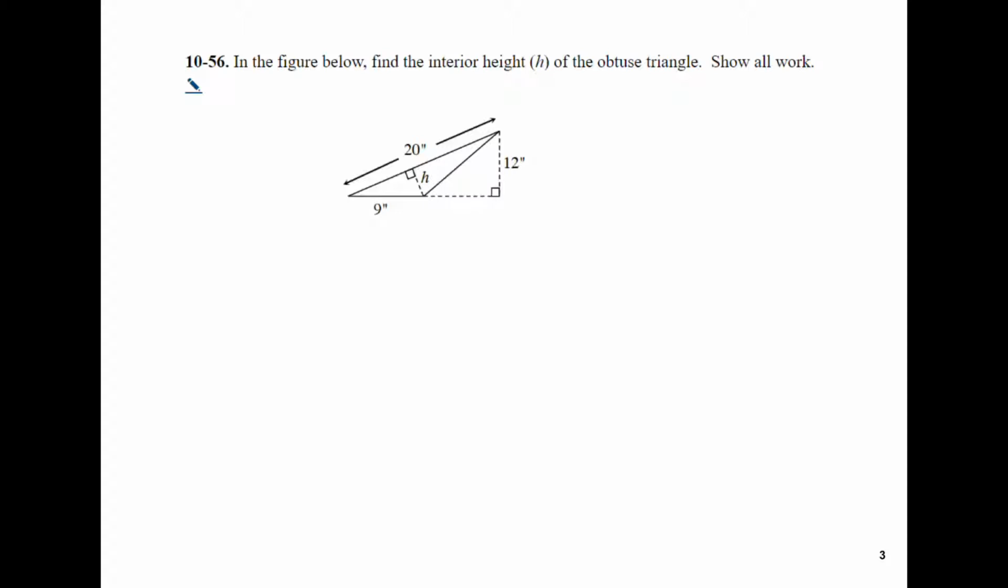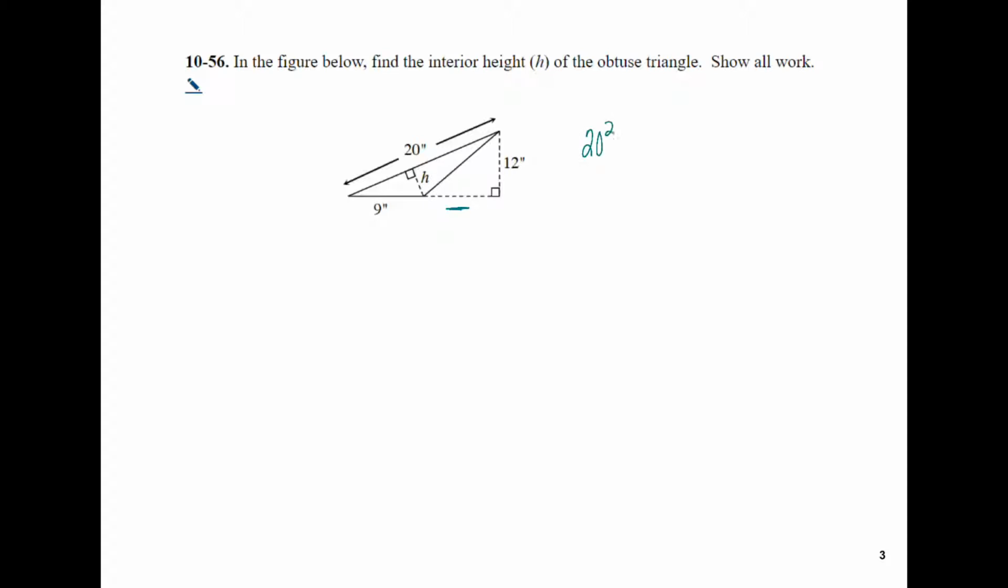1056. In the figure below, find the interior height h of the obtuse triangle. Show all of your work. So the first thing that comes to mind is I need to find this piece right here. And to do that, I'm going to use the Pythagorean theorem.